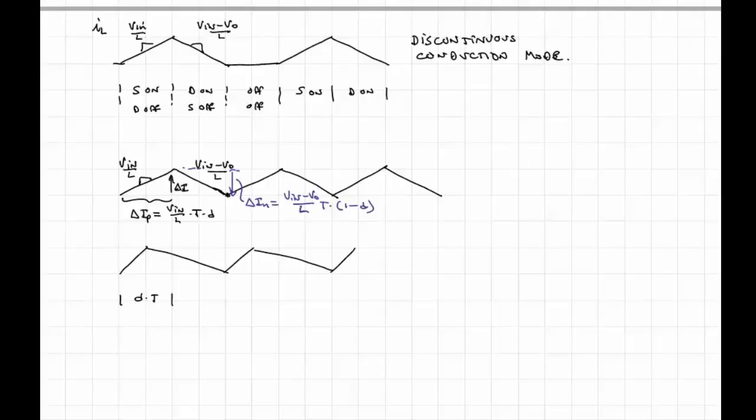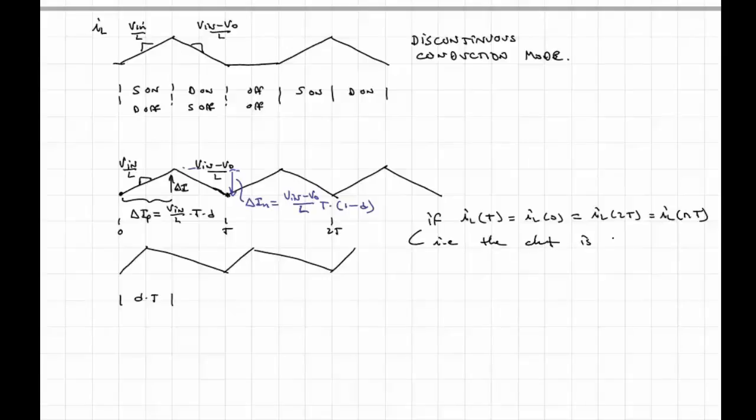All right? And if we're going to have this condition where, let's say this is time 0, this is time t, this is time 2t. So if we say IL of t is equal to IL of 0, which is equal to IL of 2t, which is equal in general to IL of n times t. In other words, the circuit is in equilibrium, what we call equilibrium, or it's in steady state.